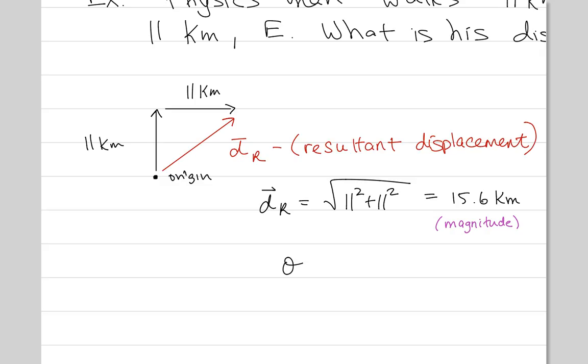So theta is inverse tangent of y over x, so 11 over 11. And this is inverse tangent of 1. Pretty standard. Most people in high level math know this one right off the hop. But you guys aren't there yet, Math 20. Inverse tangent of 1 is going to be your 45. Okay, now 45 what?